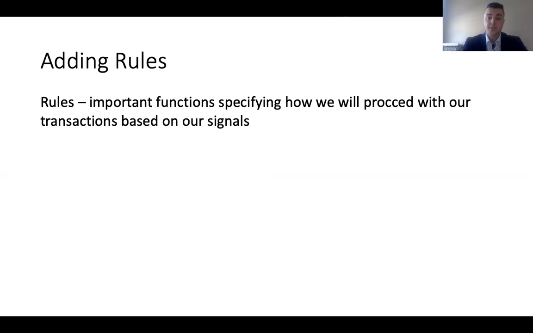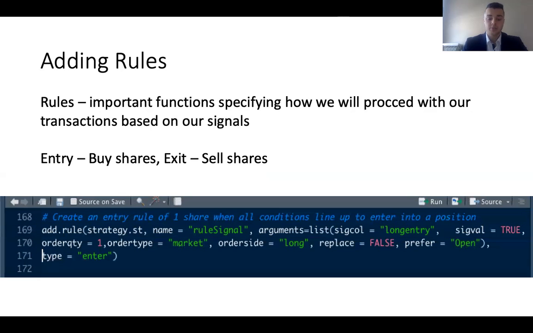The next step would be to add rules. Rules are important functions specifying how we will proceed with our transactions based on our signals. There are two types of rules: entry, buy shares, and exit, sell shares. Here is an example from our code where we are creating an entry rule of 1 share when all conditions are met.